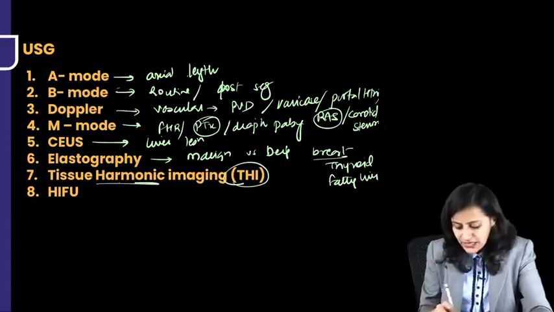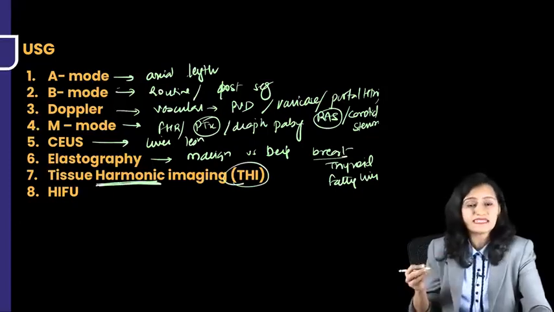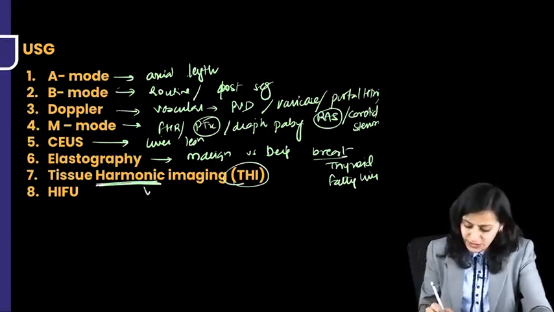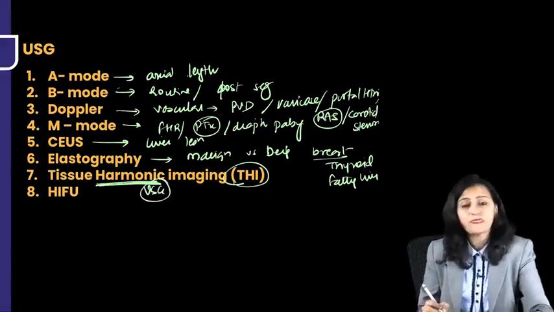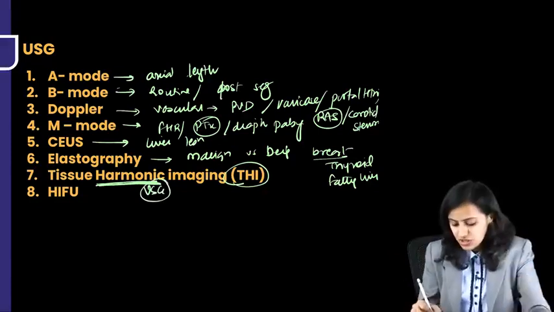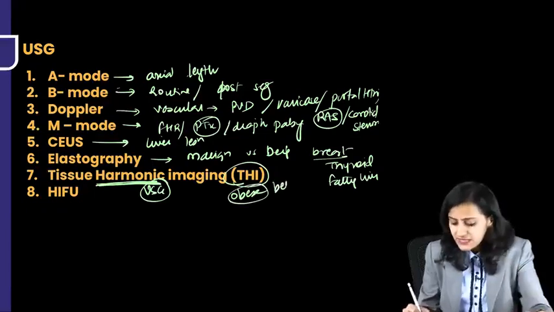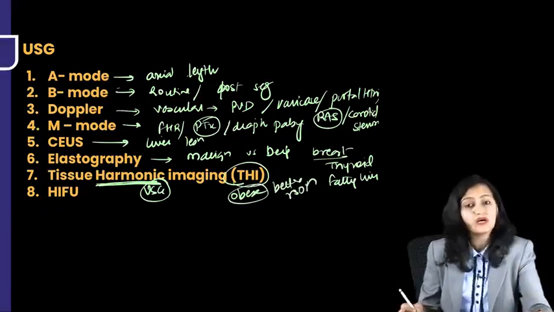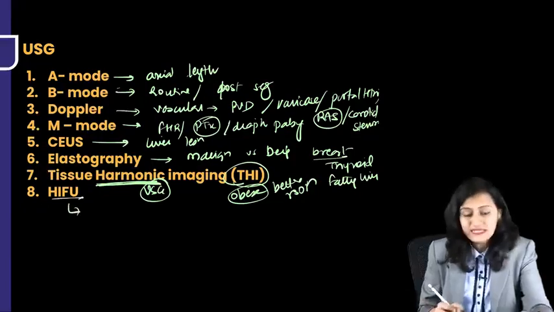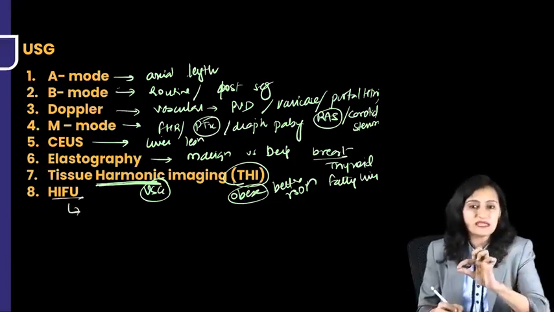Tissue harmonic imaging. Remember, harmonics is related to the sound waves. So this is a type of ultrasound which helps in better penetration. So especially in obese people, this gives a better resolution image. Tissue harmonic imaging. HIFU is high intensity focused ultrasound.